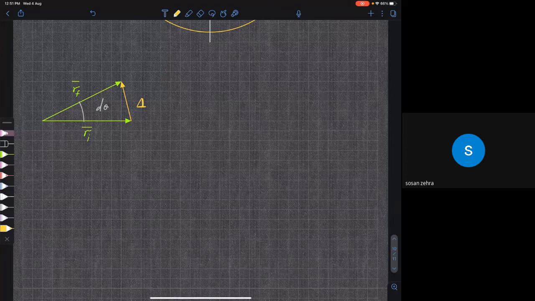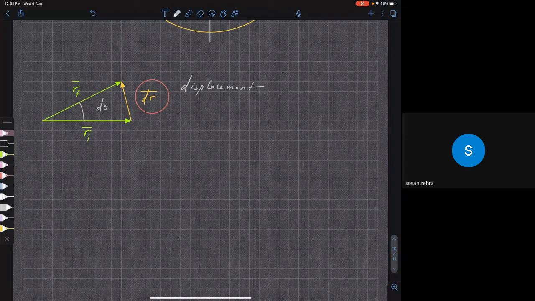Yes, sir. Can I write it as delta r? Delta means change, right? Or can I write it as dr bar? What is change in position in physics? Displacement. Very good. So I'm writing it as dr bar. So what is this dr bar? Displacement. Do you agree?